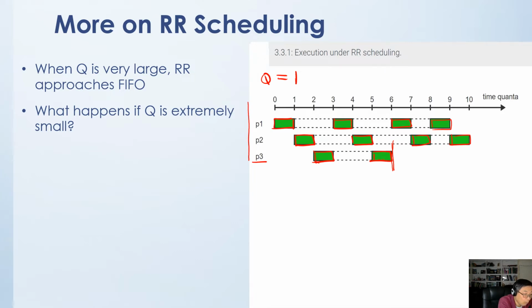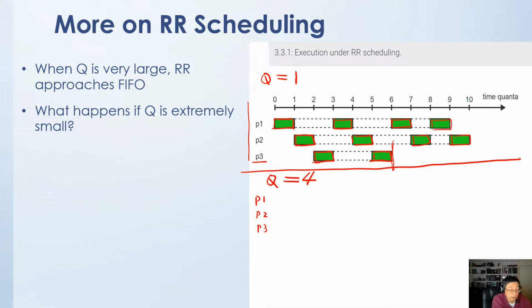What is the round robin going to look like if I increase the size of the time quantum? So we're going to do 2 things. First, we try to increase the size of the time quantum and see what the round robin looks like. Suppose that we increase the time quantum to the extreme case. Let's say Q equals 4, which is the size of the total CPU time for process 1, and also for process 2. And it's larger than the total CPU time of process 3.